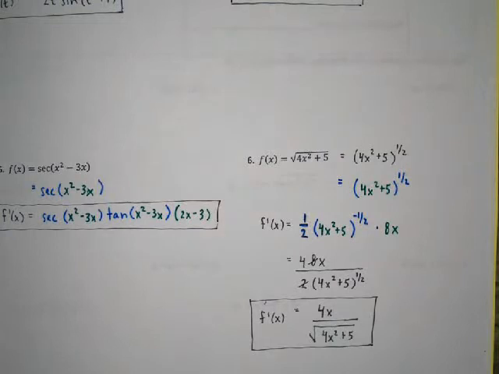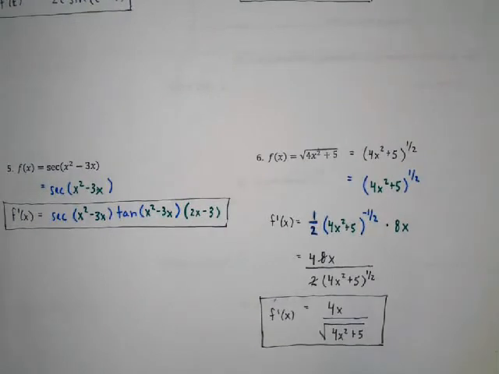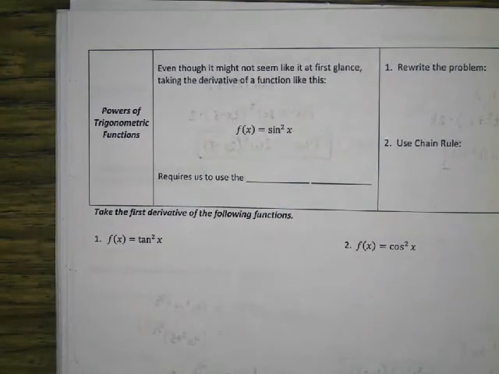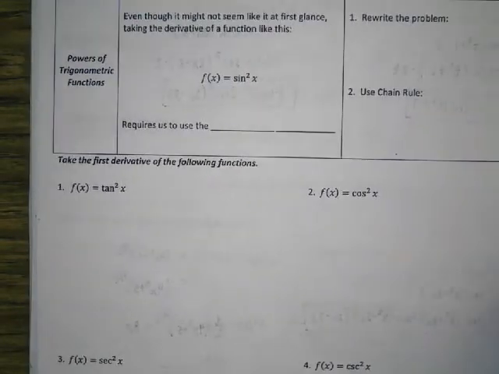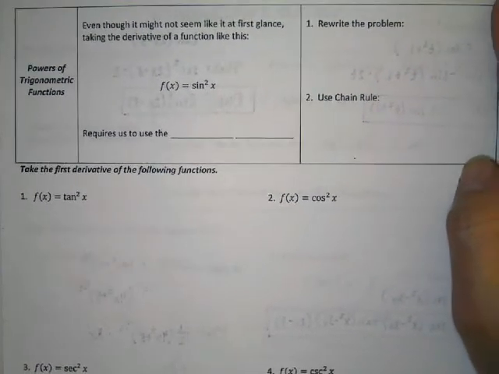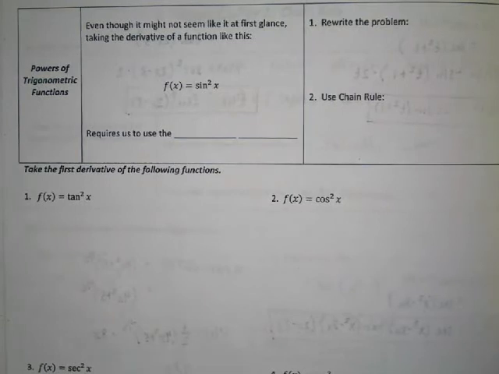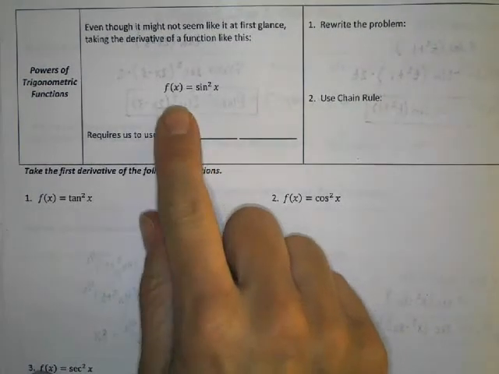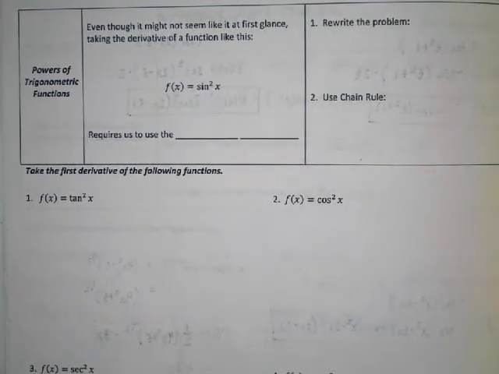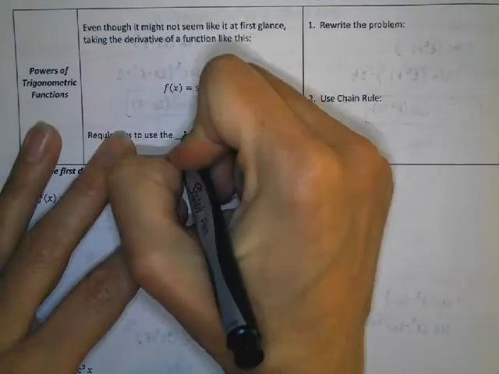So those are some pretty basic chain rule problems. There's just one other type that we want to look into for today. So we'll flip to the next page. Okay, and so we want to look at functions that are really powers of trig functions. Even though it might not first look like it, taking the derivative of f of x equals sine squared of x is going to require us to use the chain rule.